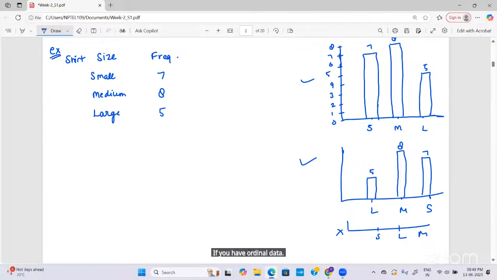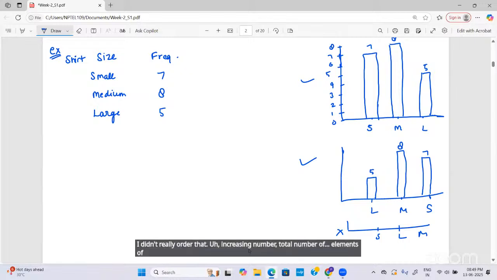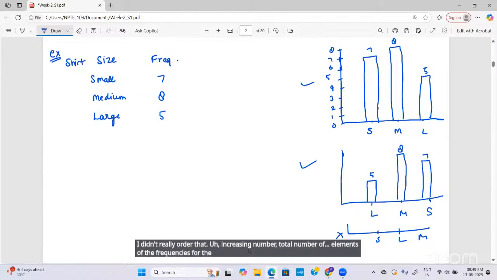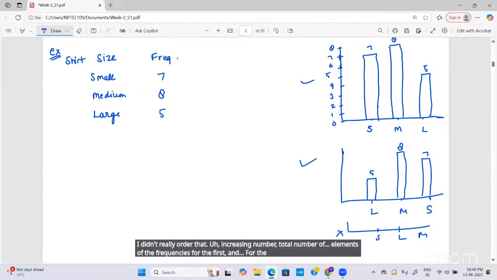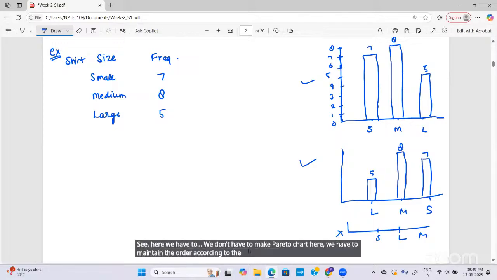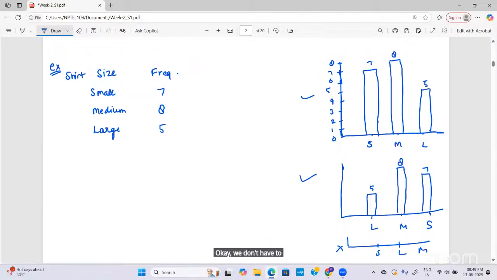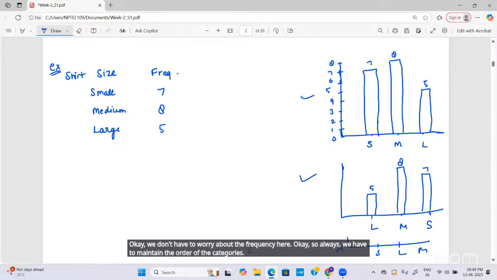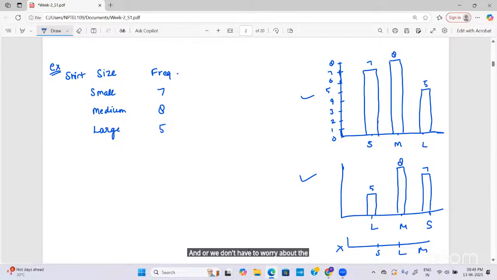Ma'am, if we arrange it in the order of increasing number of elements, or the frequency, first and for the next just decreasing? See, here we don't have to make a Pareto chart. We have to maintain the order according to the categories. Okay, we don't have to worry about the frequency here. So always we have to maintain the order of the categories and we don't have to worry about the frequency.